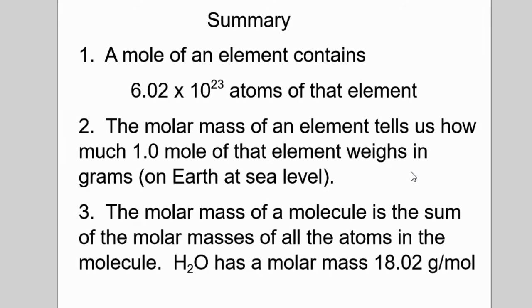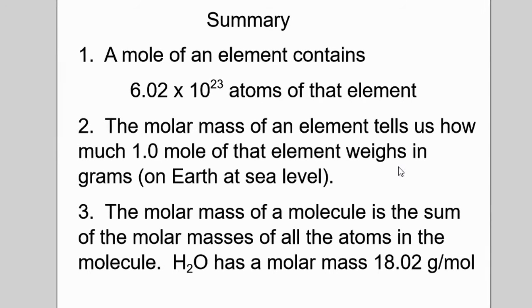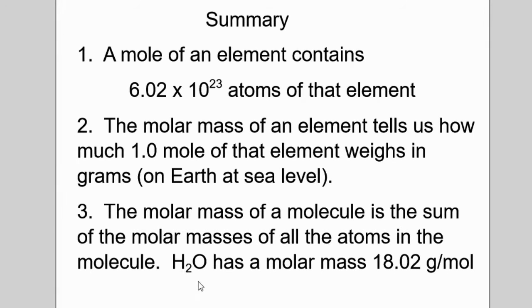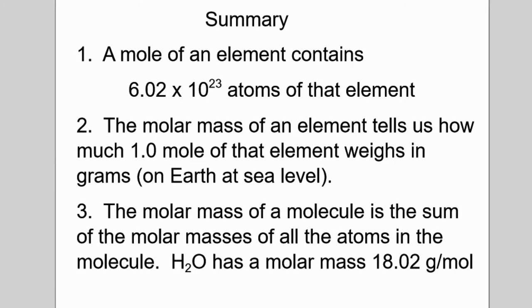So you can find the molar mass of an element by looking on the periodic table, and likewise you can figure out the molar mass of a molecule by adding up all the molar masses of the atoms inside that molecule. So for example, what we just showed you earlier, H2O has a molar mass of 18.02 grams per mole. You won't find H2O on the periodic table. You'll have to look up the molar masses of each of the atoms inside that molecule on the periodic table.